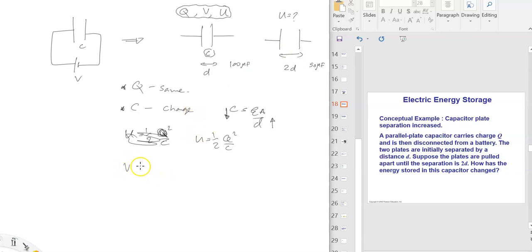What about the voltage? This we can think in terms of the Q equals CV equation. You increase the length, capacitance went down, this remains the same, no change. So if capacitance is going down, this needs to go up. So the voltage in the capacitor will increase.